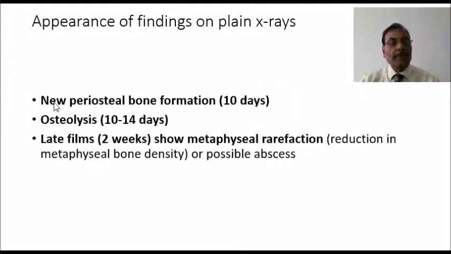So remember, new periosteal bone formation takes 10 days. Osteolysis takes 10 to 14 days. So there will be mottled areas of osteolysis of the bone where the pus is, and after 2 weeks there could be metaphyseal rarefaction. Rarefaction means reduction in the bone density.